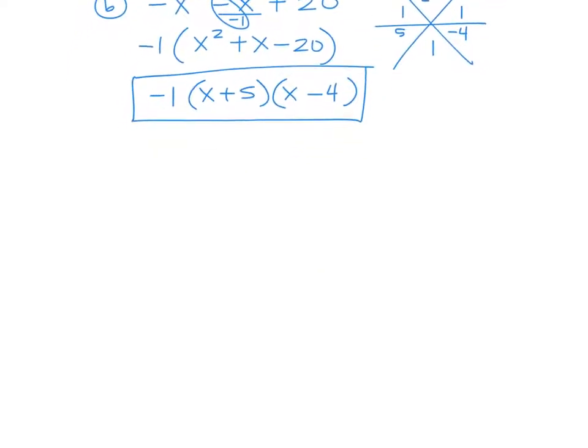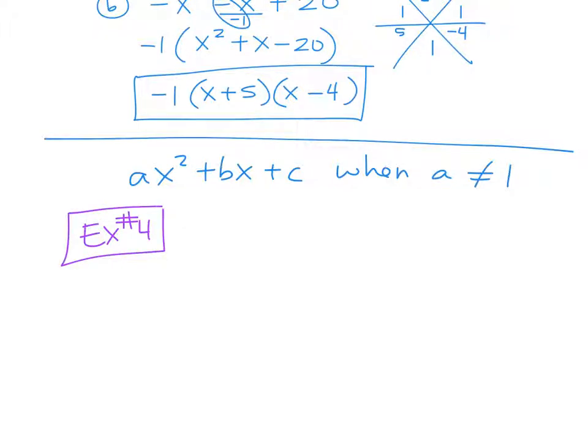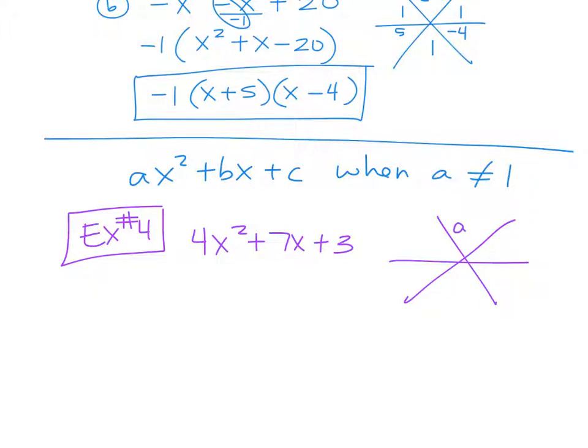Okay, now we're going to do them where our a is not equal to 1. So ax squared plus bx plus c when a doesn't equal 1. Technically, that last problem didn't have an a of 1. All right, so let's say it's 4x squared plus 7x plus 3, okay? We said this is a times c. So what is that in this problem? It's 12, right? 4 times 3 is 12. What's going to go down below here at the bottom? 7 at the bottom.